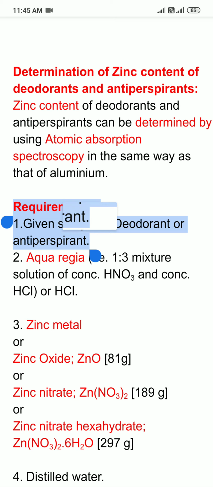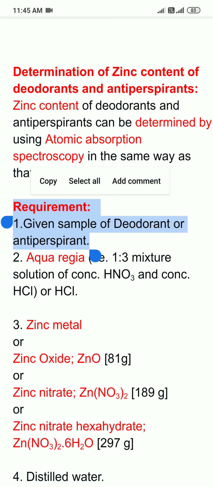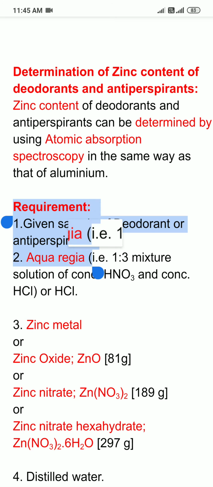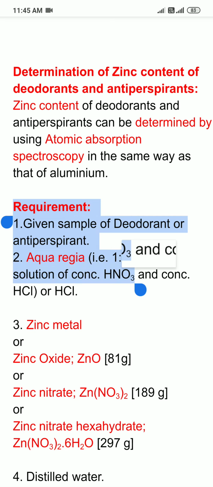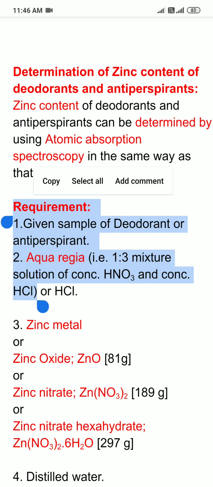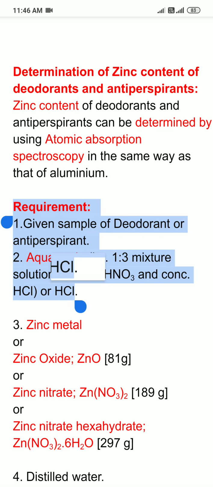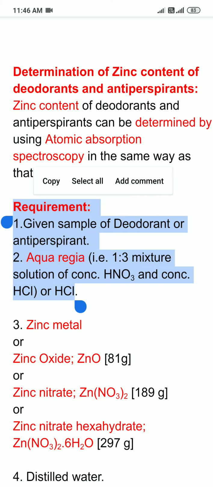First is a given sample of deodorant or antiperspirant. Then we require aqua regia, which I had already told you is a mixture of 1:3 concentrated nitric acid and hydrochloric acid, and in this case we can also use concentrated HCl, but that will depend on the type of reagent we are using.